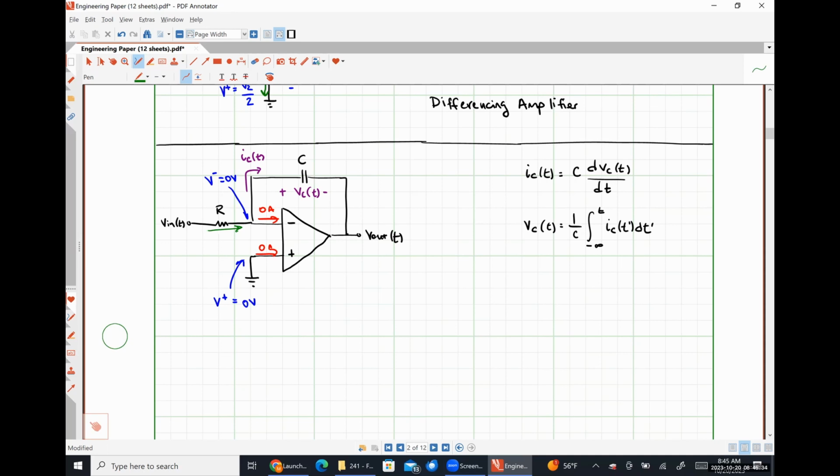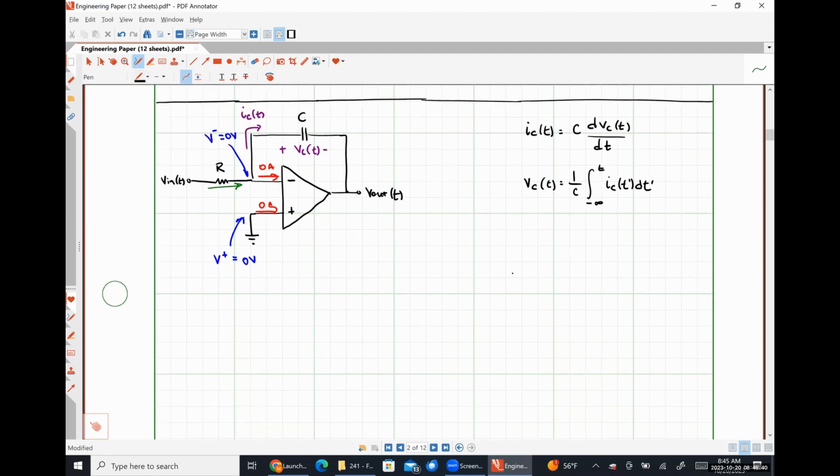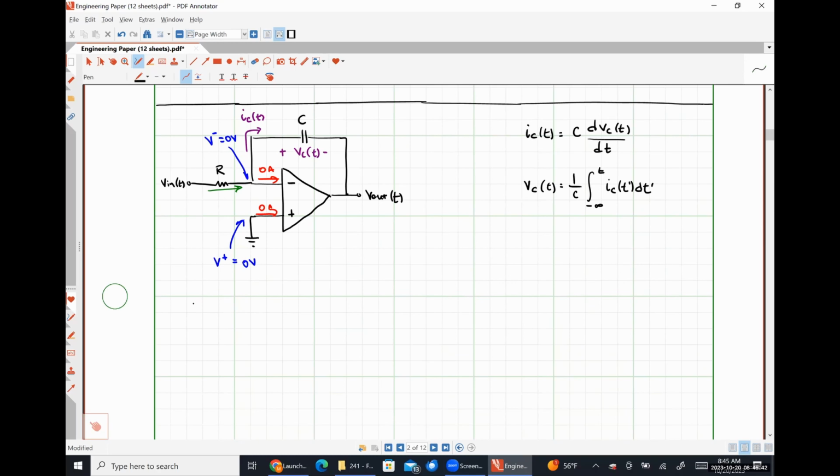Okay. So that tells me that Vin as a function of time minus 0, divided by R, is equal to IC of t.